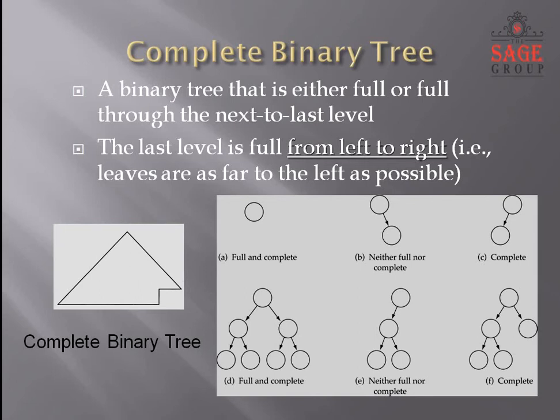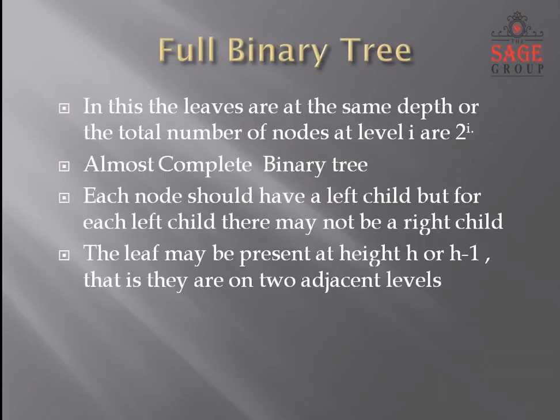Now what is a complete binary tree? We are going to define it as a binary tree that is full through the next to last level. It should be full. And what is a full binary tree? You will see in the next slide that a full binary tree is one in which the leaves are at the same depth, or the total number of nodes at any level I is 2 to the power of I.